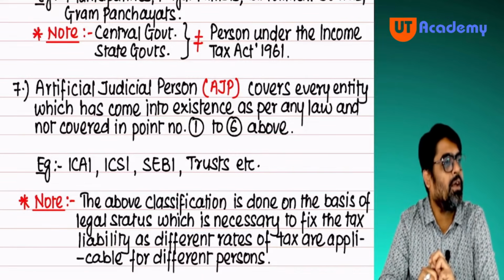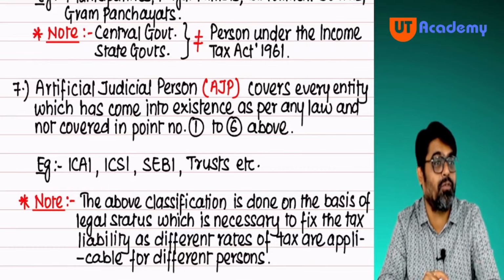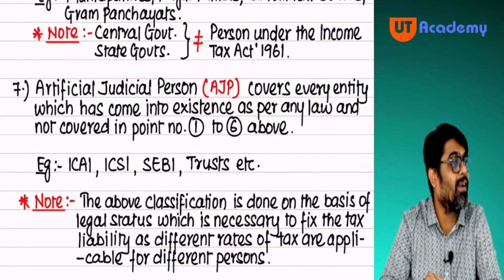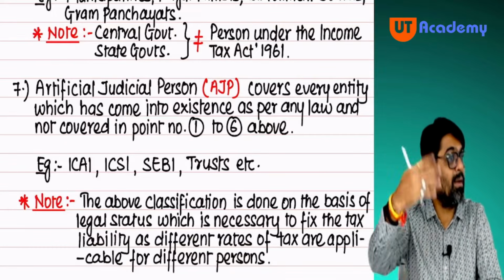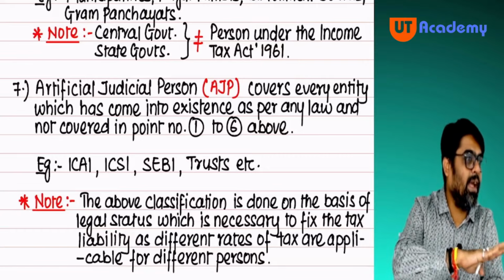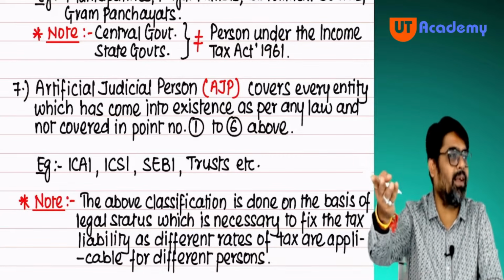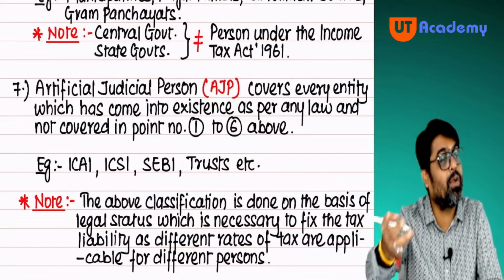AJP, Artificial Judicial Person. Have you heard about the Institute of Company Secretaries of India? ICSI. That is coming into existence because of law. There is a separate law governing the CS profession. Just like the CA Act, there is another law, the CS Act. Yes or no? Because of a separate law, this entity is coming into existence.